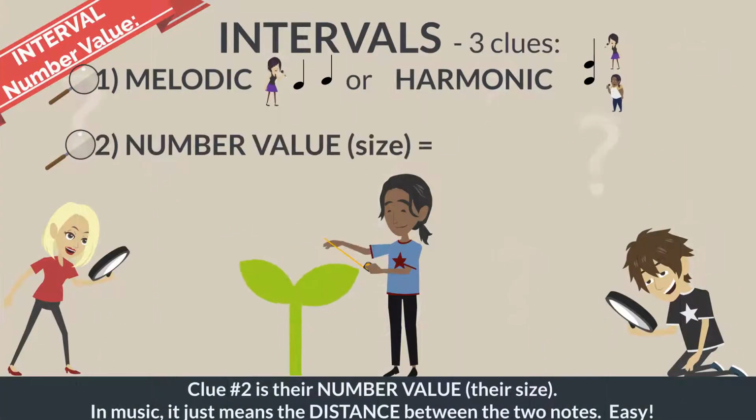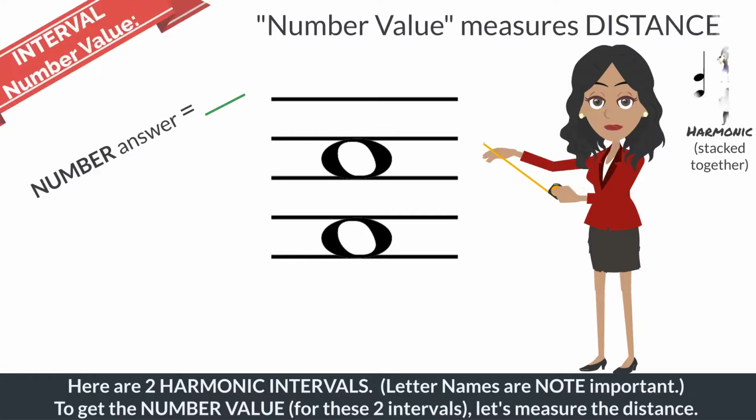Clue number 2 is their number value, their size. In music, it just means the distance between the two notes. Easy. Here are 2 harmonic intervals. The letter names are not important. To get to the number value, let's measure the distance.